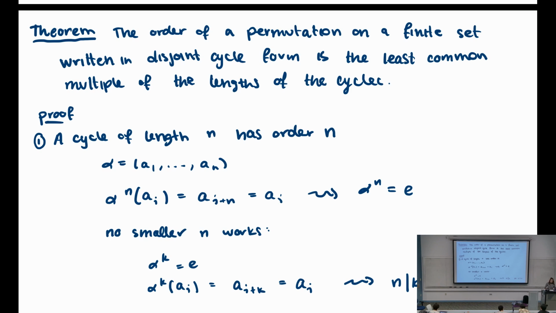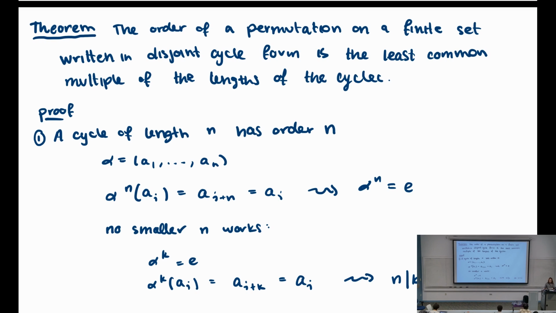Okay, so I'm going to stop there for today. We've done the proof in the case that your permutation consists of one single cycle, and next time we'll do the general case of the theorem, and then also prove some more properties about permutations, leading up to Cayley's theorem.